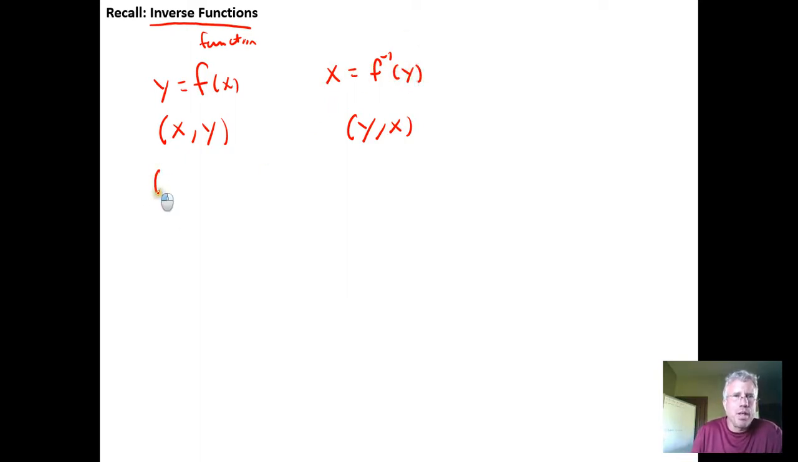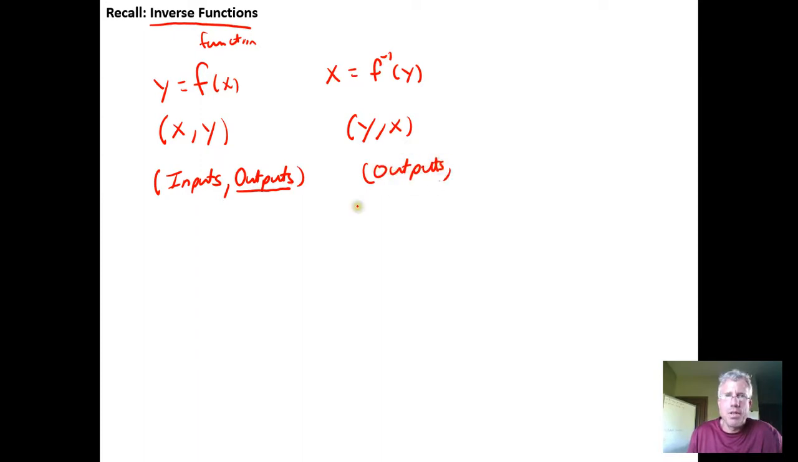In other words, with a regular function we have inputs and then we have outputs. The inverse function takes those outputs and uses them as its inputs, and then takes the inputs for the function f of x and uses those for its outputs.